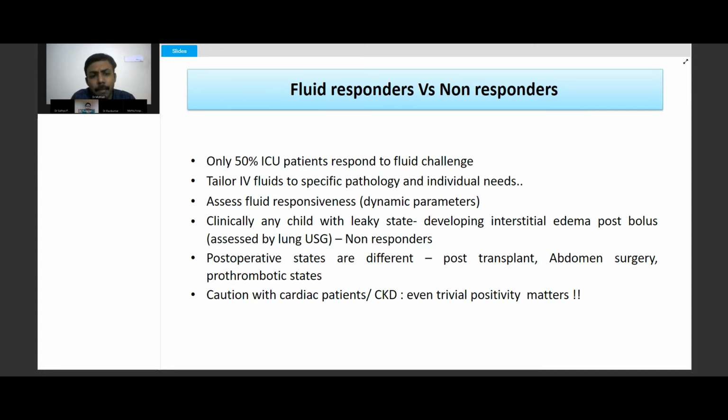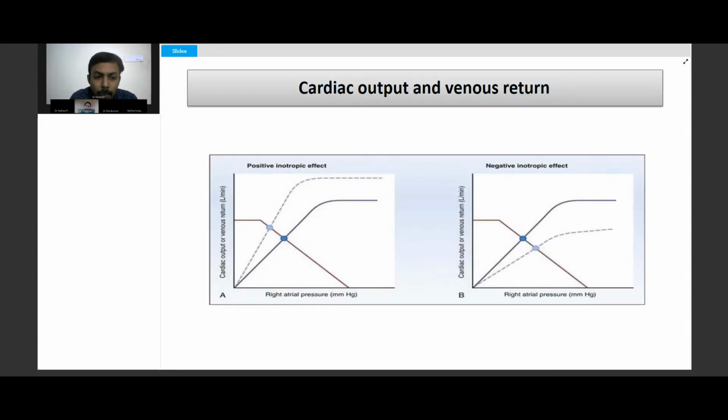So here you can see the increasing preload. This is the superimposition of the Frank-Starling curve and the cardiac output curve. On increasing the venous return or preload, normally the cardiac output improves, which we call a positive inotropic effect. But in a different patient who has a cardiac disease or AKI or CKD, increasing preload may in fact push the heart down. So we need to be careful about giving fluids.